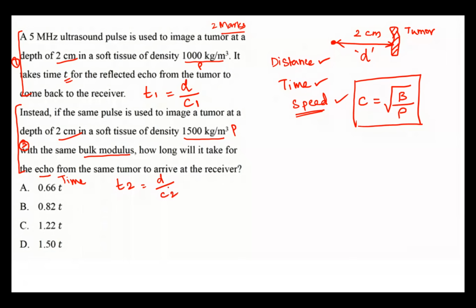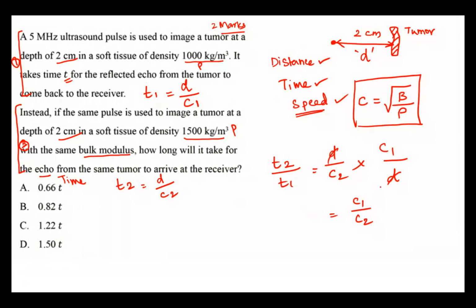So I will take it as C2. I want to find the time t2, so I need to find t2 by t1. When you divide, t2 by t1, you have d by c2 over d by c1, which inverts, so we have c1 by d. So d gets cancelled, and simply c1 by c2, if you want to find t2 by t1.